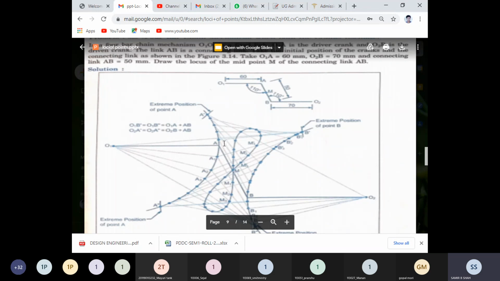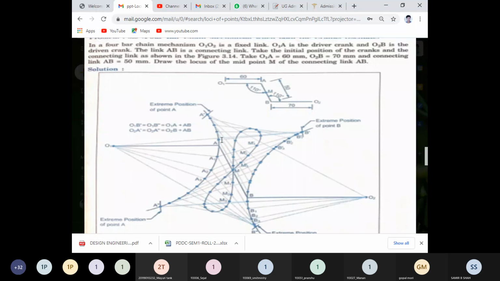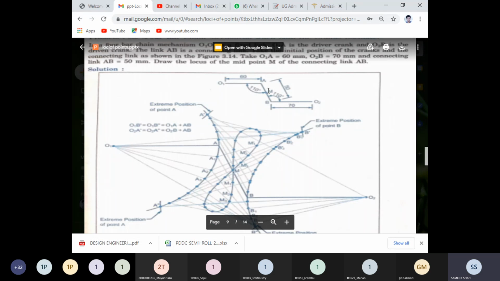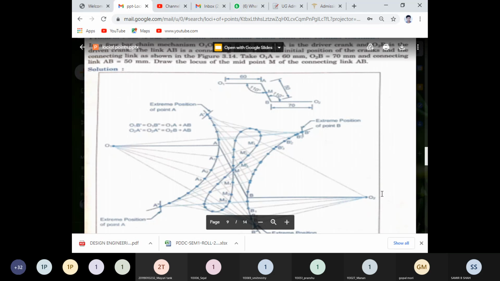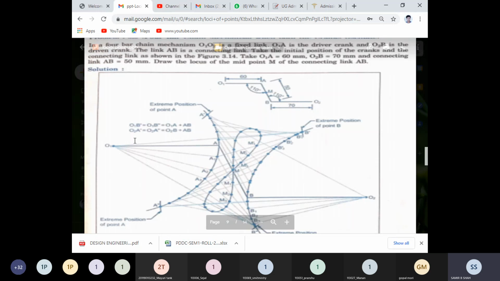First, we take O1A 60 mm. After that, take angle O1AB as 110 and draw an inclined line AB equal to 50 mm. At the end of 50 mm, mark B, and from point B draw the horizontal line BO2, which is equal to 70 mm. Okay, so this is your basic schematic line diagram to initiate the third case of the four-bar chain.